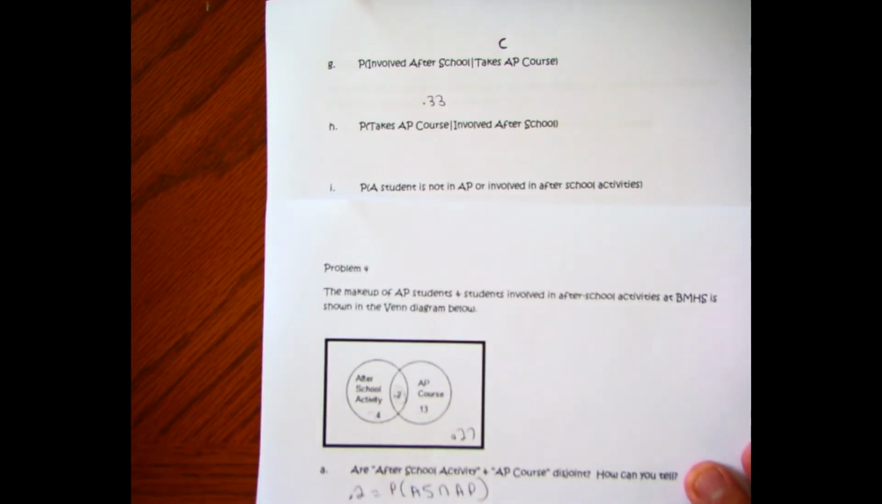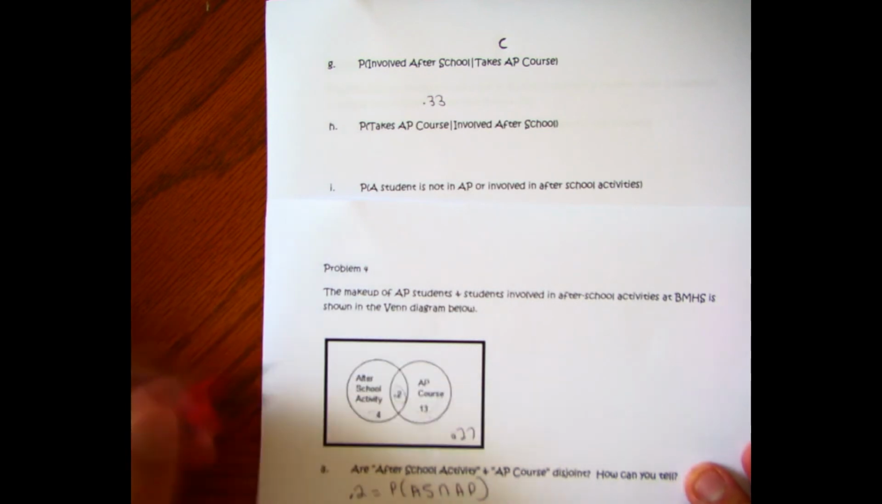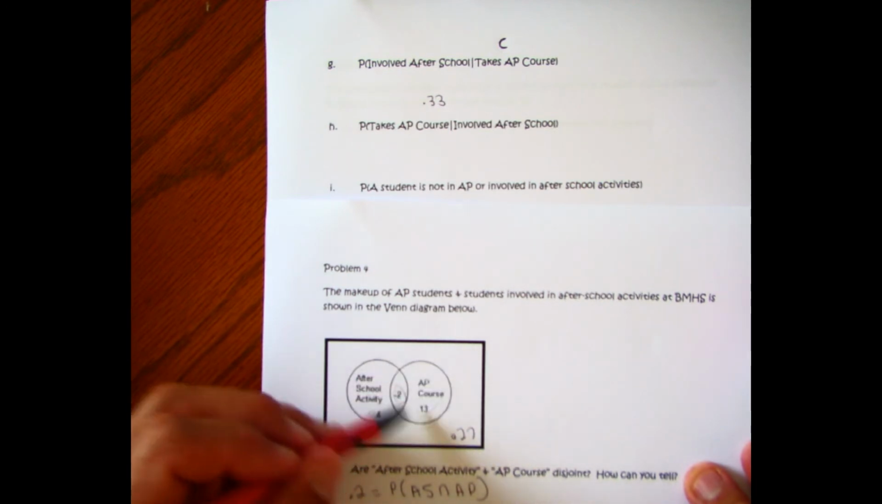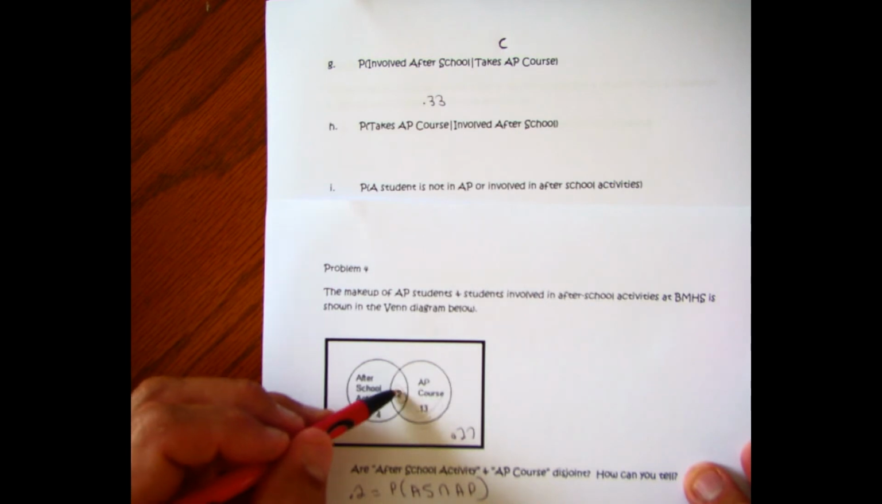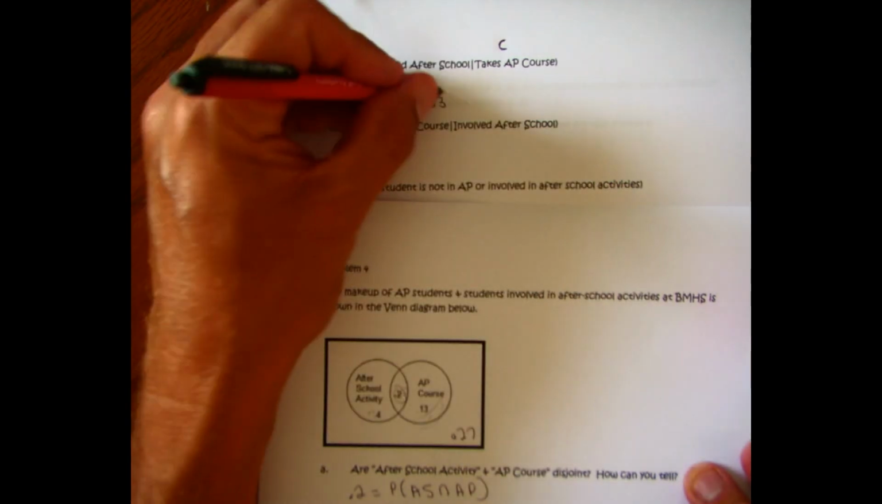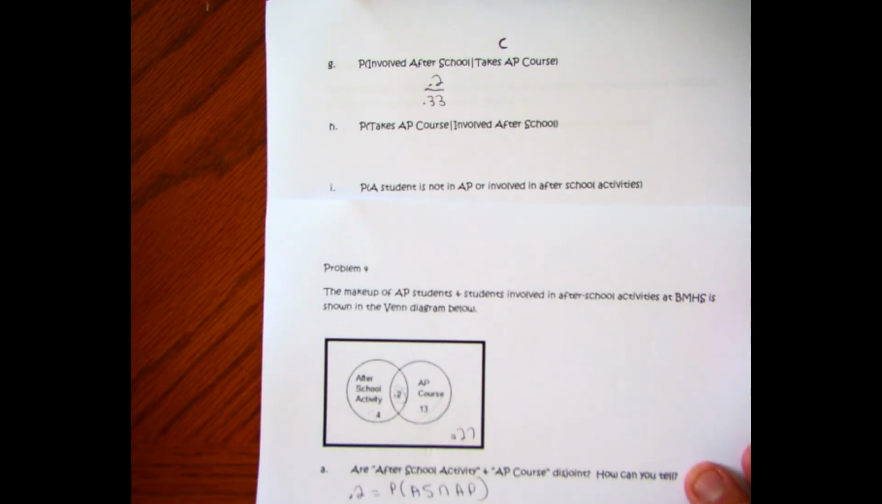Okay. All right. Now we have to do conditional probabilities. The probability of being involved after school, given that they take an AP course. Okay, well, that's the condition. How many take an AP course? 0.33. Let me just put this down here. There. All right, so AP course is 0.33. How many of these 0.33 are involved in after-school activities? 0.2. Okay, 0.2 of those 0.33 are involved in after-school activities. And if you do that on your calculator, you'll get 0.606.